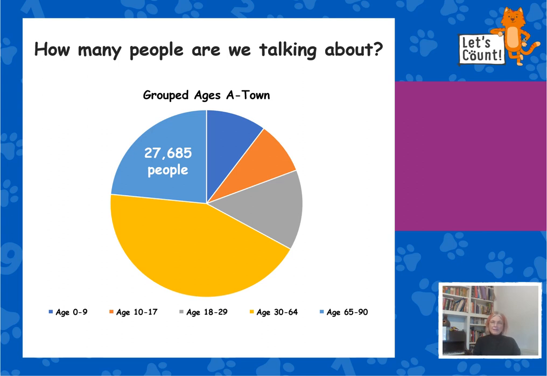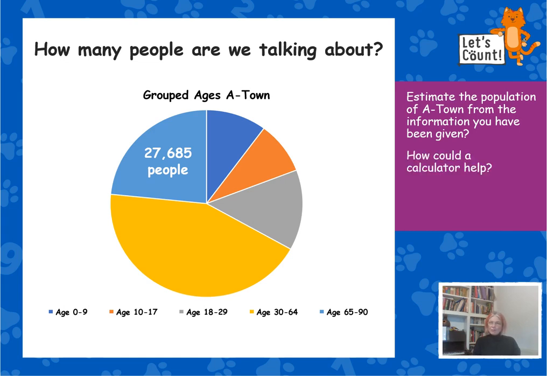Here is the pie chart for the ages of people in a town, and this time I've given you one piece of information, and that is the number of over 65s who live there. I wonder if, from that figure, you can estimate the number of people who live in a town. What do you know about the pie chart? What other way of describing this information could help you? We've already said that a calculator might be useful, but is there any other mathematical equipment that could help you? So, given the information on the slide, I'd like you to estimate the population of a town. You might want to pause the recording here while you have a go at estimating and working it out.